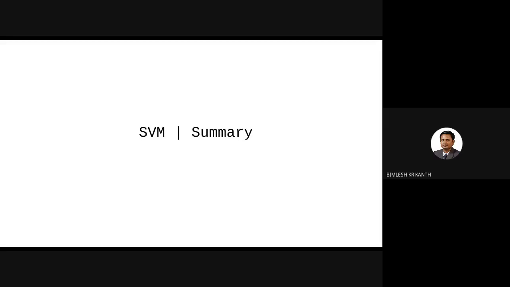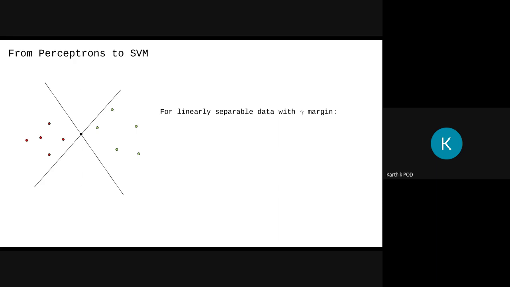Yes, SVM summary. We'll begin from where we left off. So far we have seen perceptrons, and we'll use that as an input to move to SVMs.